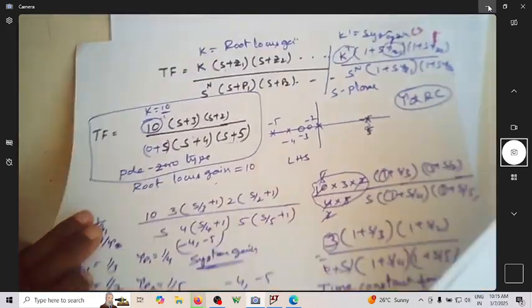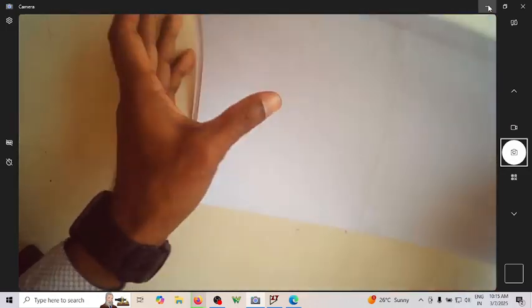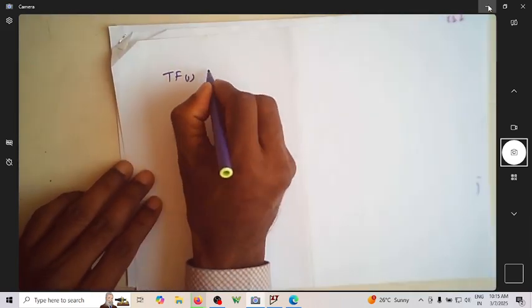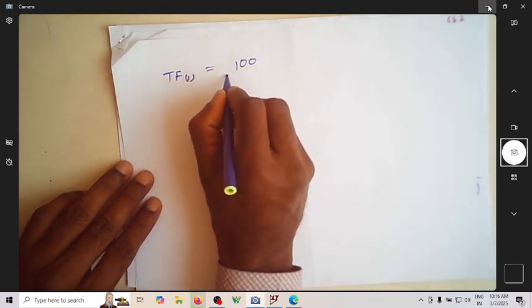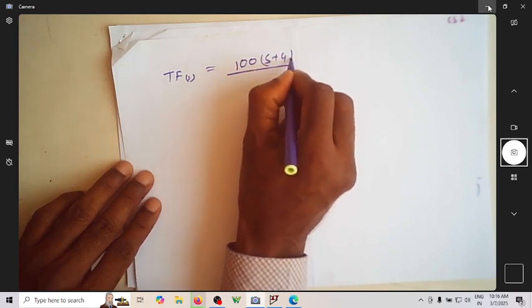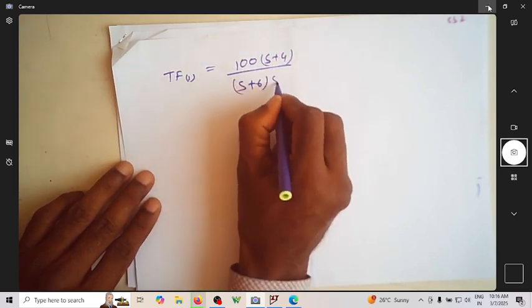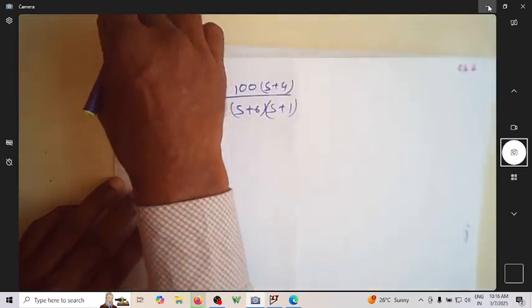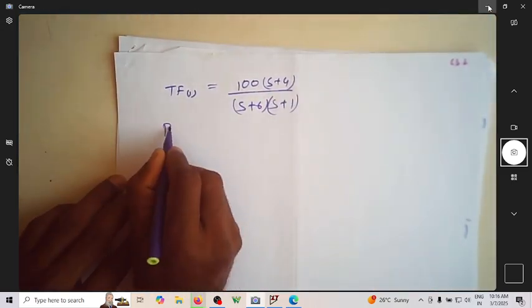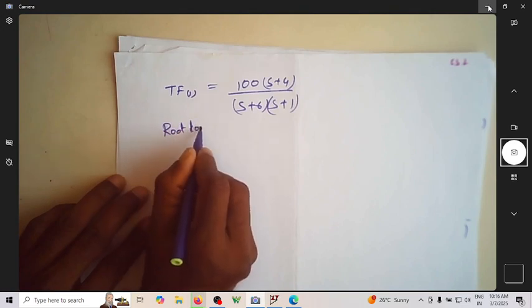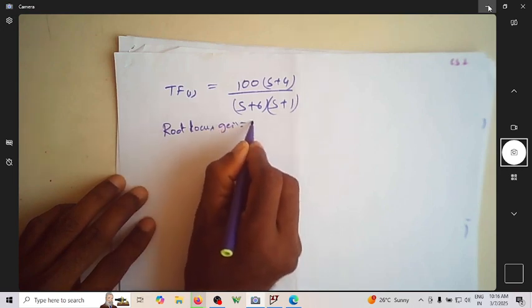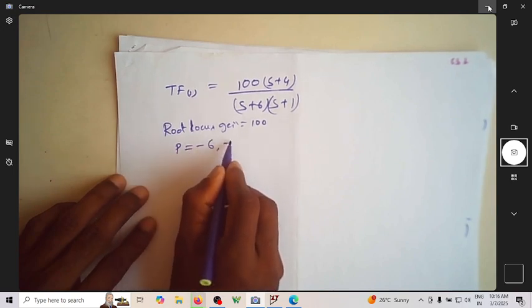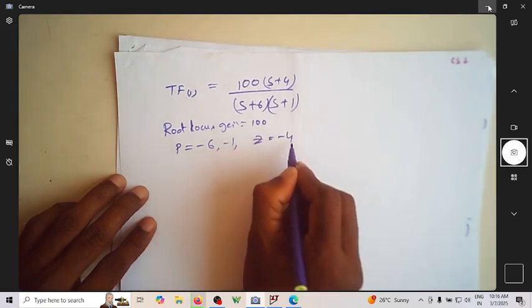So let us do one or two examples, which is a fairly easier thing. Assume that you have a transfer function. Let us take a first transfer function, which is like 100 into (s plus 4) by (s plus 6) and (s plus 1). So this is the pole zero representation. What is the root locus gain? Root locus gain is 100. Where are poles and zeros? Poles are at -6 and -1. Where are zeros? It's at -4.